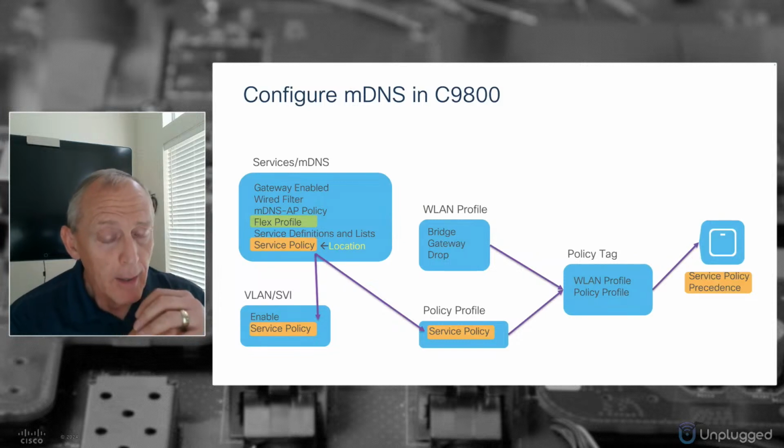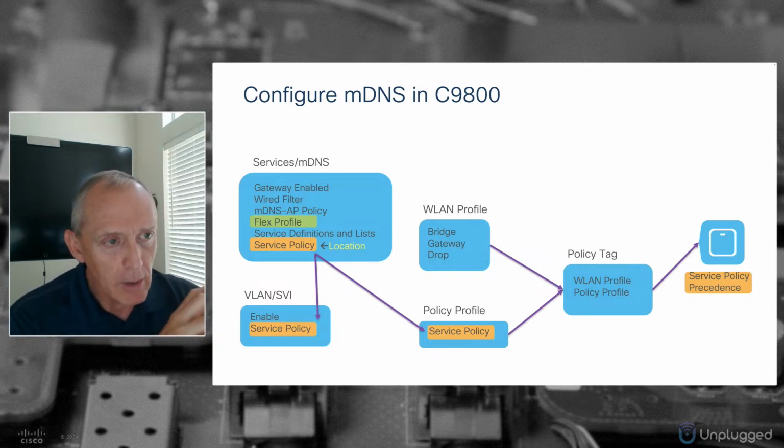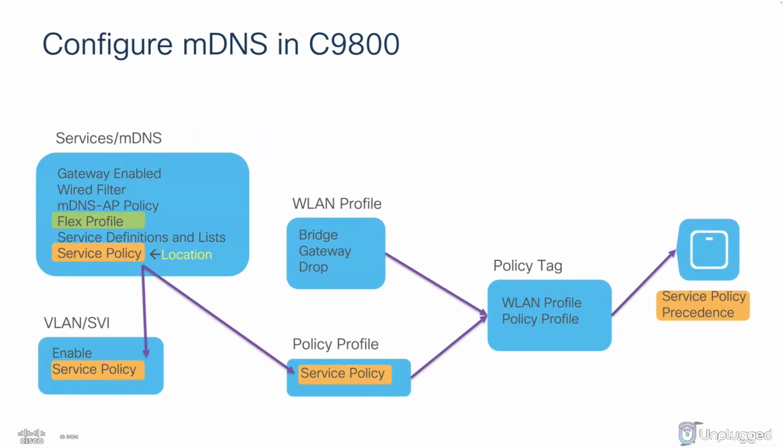All right, so let's talk about how we configure this, and then we're going to look at a configuration, and we're going to have to move quickly here. So for services from an mDNS standpoint, we're going to go in and first configure multicast. Then we're going to configure mDNS. And then, if we want to configure the wired side, we're going to configure the VLAN or the SVI for the service policy. And then on the WLAN profile, this is where we select bridge, gateway, or drop.